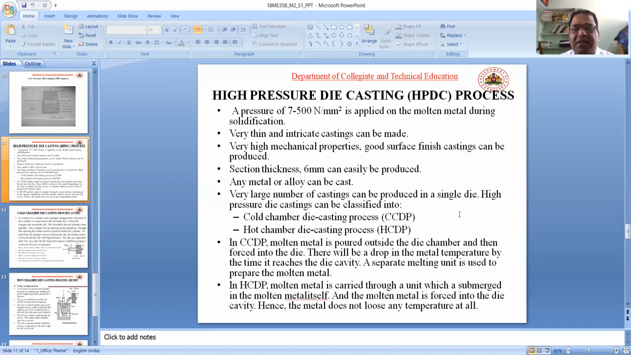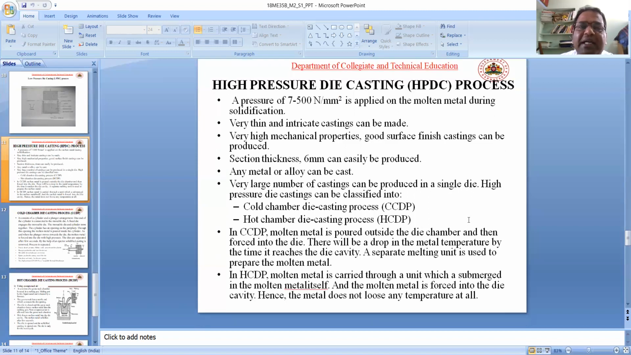So in the hot chamber, the die is installed within the hot chamber. There is no external pouring of the molten metal, which maintains the temperature. When the molten metal reaches the die, it is not going to lose temperature.